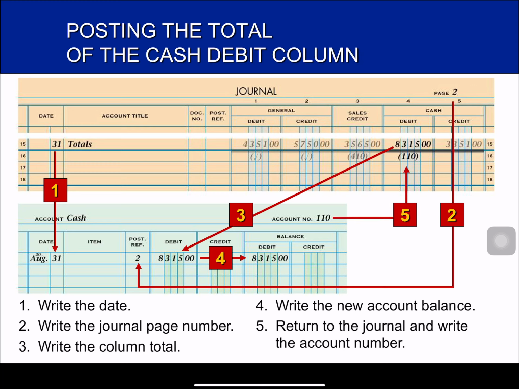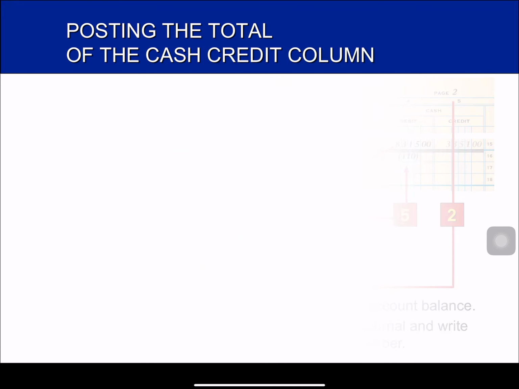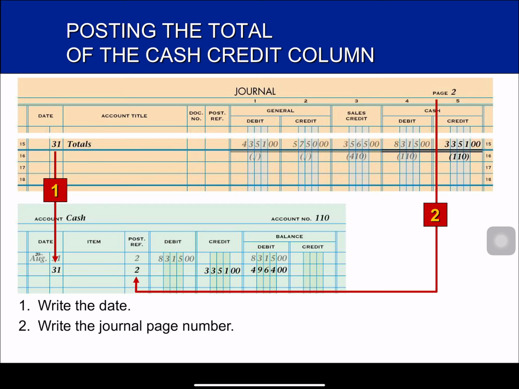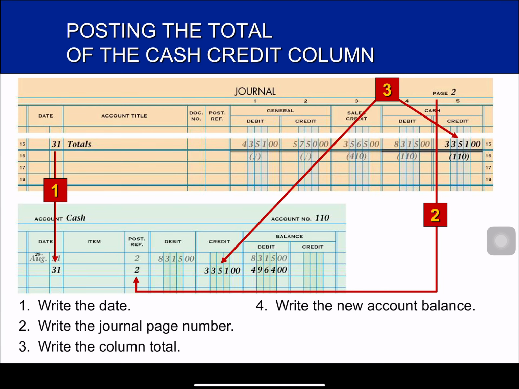Remember, cash occurs really often, so it would take a lot of posting to post your individual cash amounts. So therefore you just post at the end of the month. And then you have one more column left, which is your cash credit column. You'll write the date, and again, your cash is 2 separate postings. You do not do it all on one line. It's 2 amounts, so you post it twice. You write in the date, the journal page number, the column total, and then you figure out your balance.